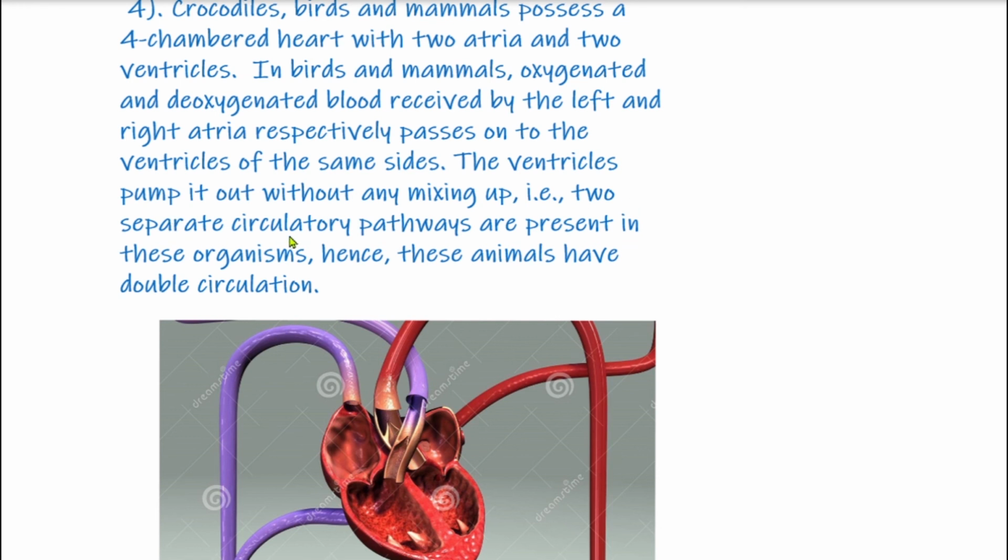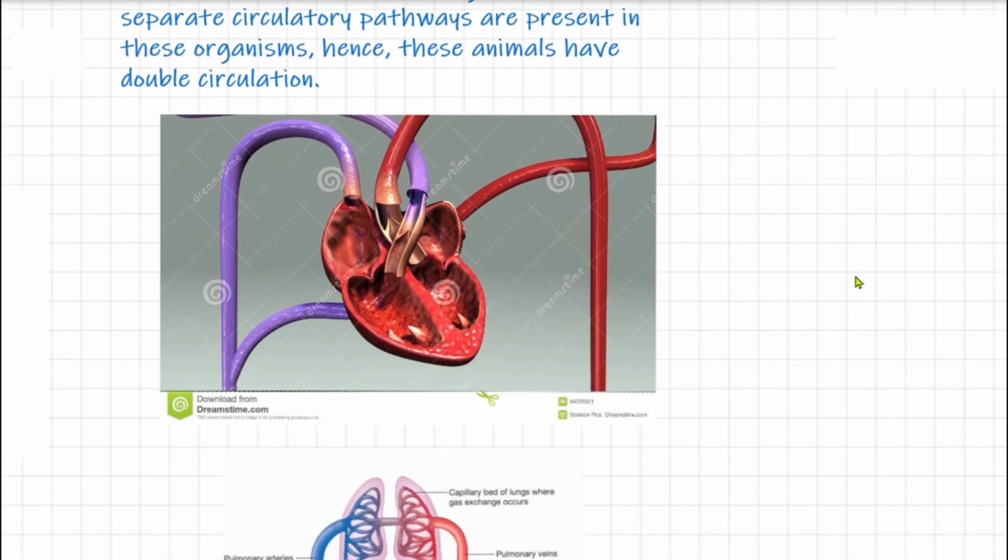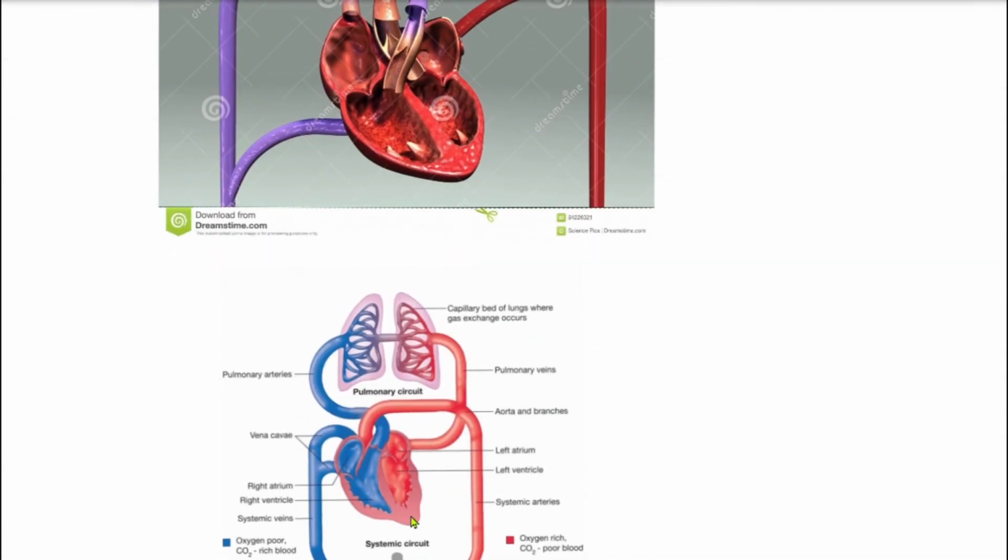So two separate circulatory pathways are present in these organisms. Hence these animals have double circulation. The right ventricle pumps deoxygenated blood to the lungs, which returns to the left atrium. This is pulmonary circulation. The second circulation is that the left ventricle pumps oxygenated blood to the rest of the body, which returns to the right atrium. This is called systemic circulation.